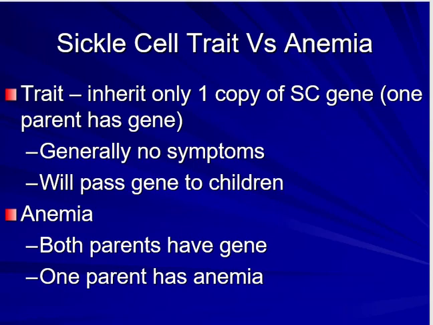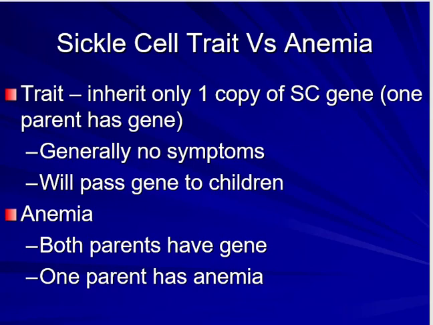So how is sickle cell passed from parent to child? You can either have sickle cell trait or you can have sickle cell anemia. If you are diagnosed with sickle cell trait, you usually have no symptoms. You've inherited only one copy of the sickle cell gene, meaning only one of your parents has the gene. So you'll have no symptoms, but you may pass that gene to your children. And if you happen to have a child with someone else that has sickle cell trait, or that one copy, your child may have sickle cell anemia.